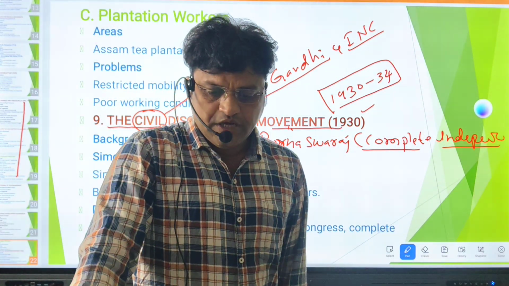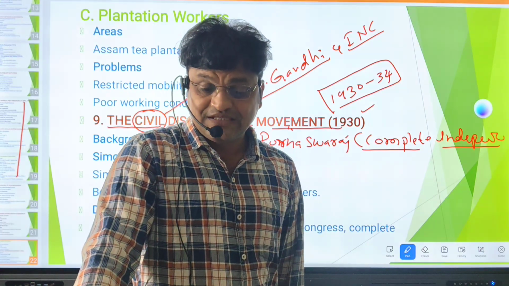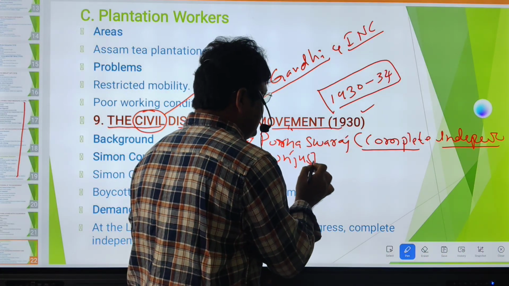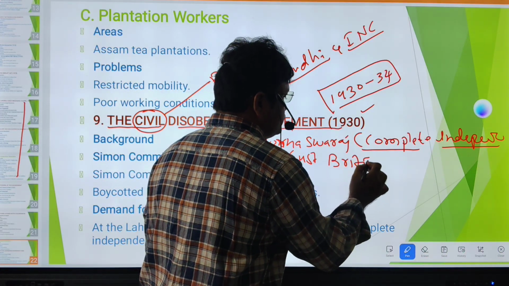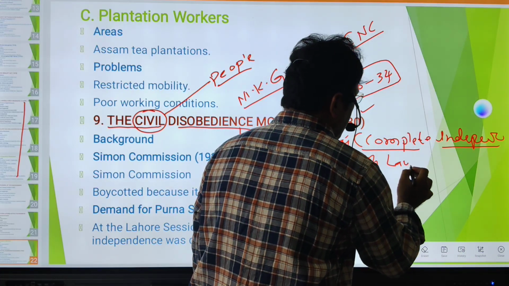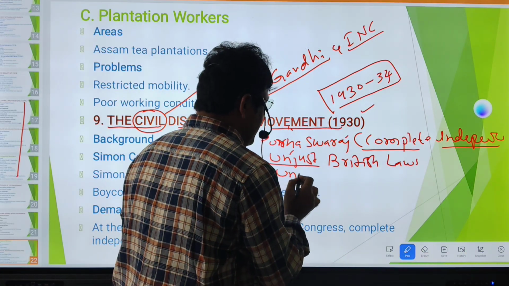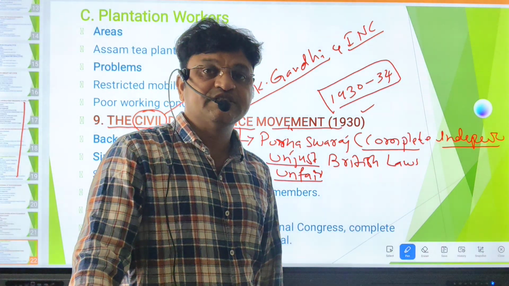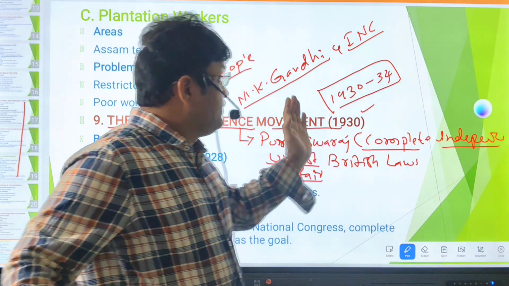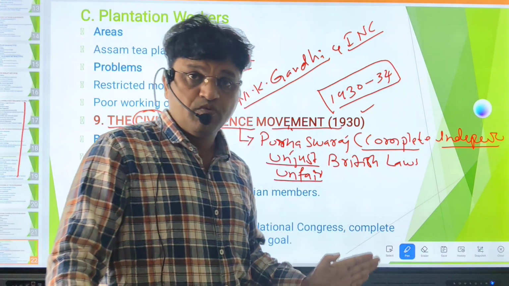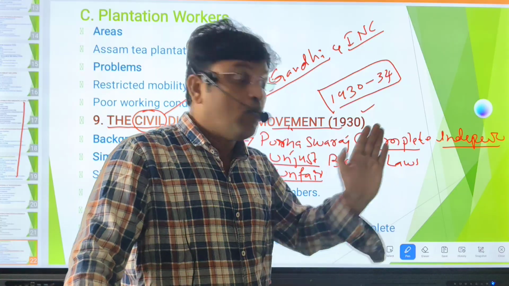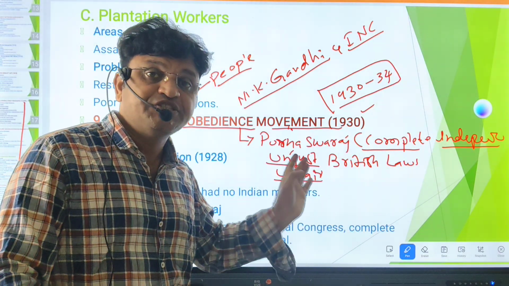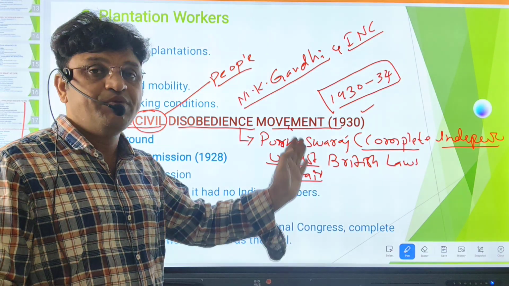By openly breaking unjust British laws. What are unjust British laws? You should understand. Unjust means unfair, which is not fair. The law which is made by the British government, which is not fair. So the Civil Disobedience Movement is one of the significant mass movements launched by Gandhiji by openly breaking the laws of the British government. That is called the Civil Disobedience Movement.